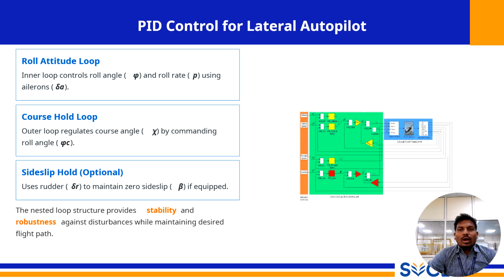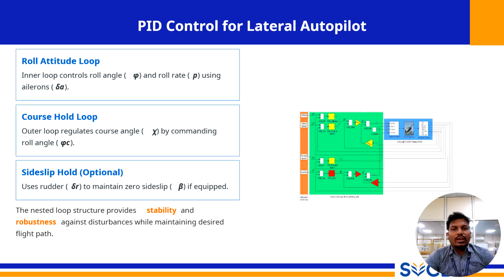For some more advanced fixed-wing aircraft, an additional optional loop might be included, the sideslip hold. This loop's purpose is to ensure the aircraft is flying cleanly through the air without skidding sideways. It uses the rudder delta r to maintain zero sideslip beta, if equipped, resulting in a more efficient and coordinated turn. By layering these simple controllers, we create a highly effective system.